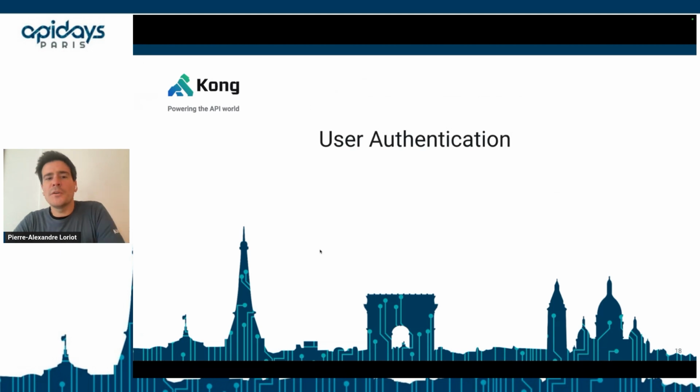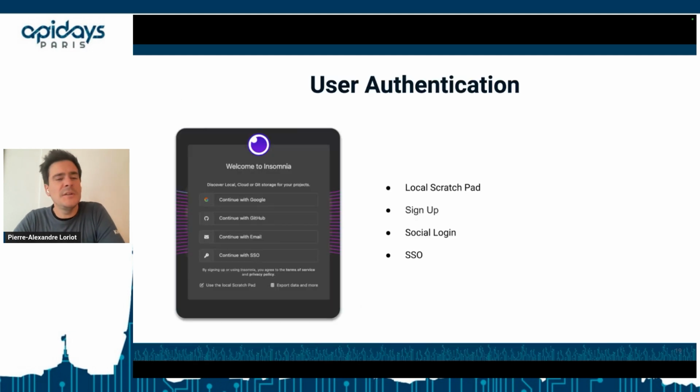When it comes to authentication, that's an important point. When you download Insomnia from insomnia.rest and install it, you have multiple options to log in. First, you might avoid login and use the local scratchpad. So everything starts and runs locally on your computer. You don't need to have an account. Or you can sign up to create your account with your email. Or you can rely on social login. And if you have the enterprise subscription, you can rely on single sign-on to have enterprise login.